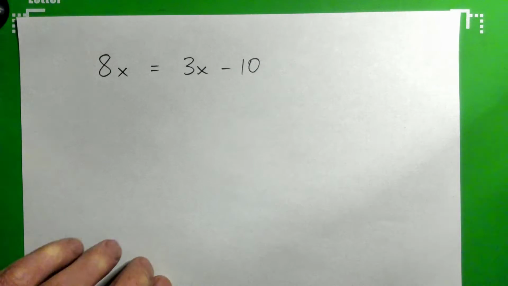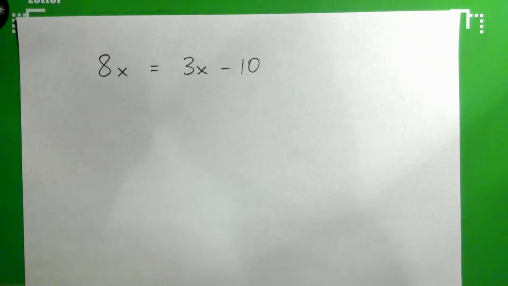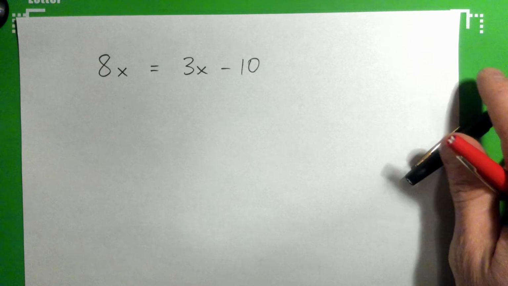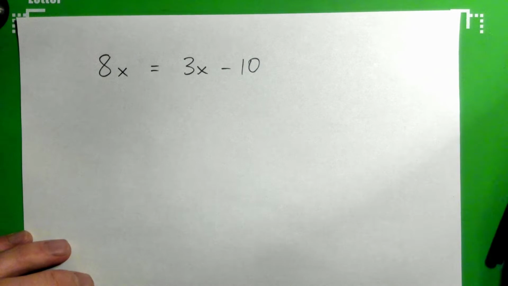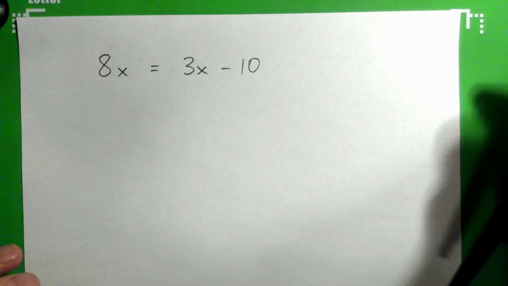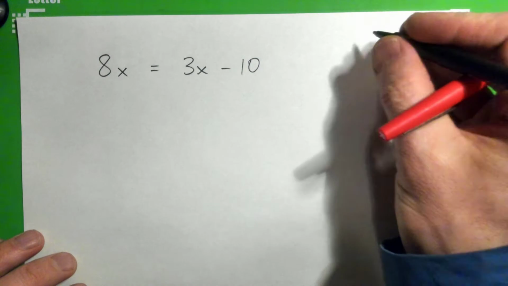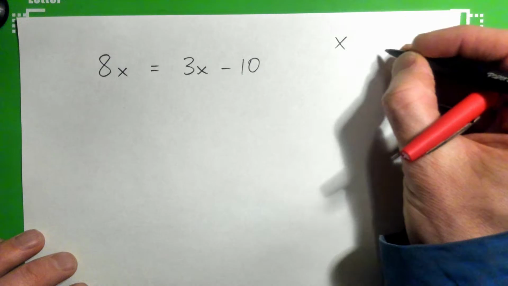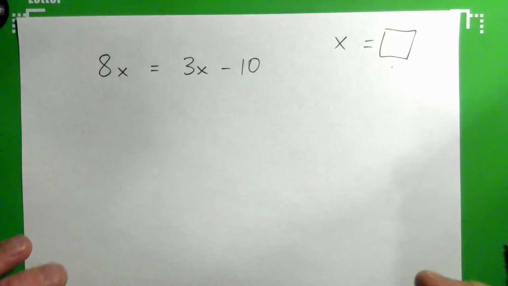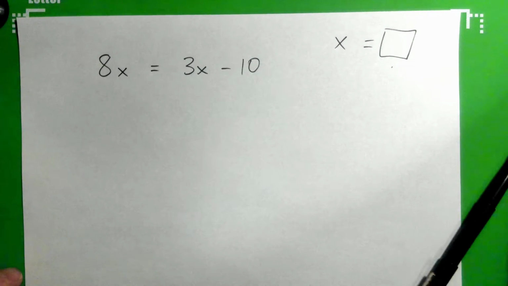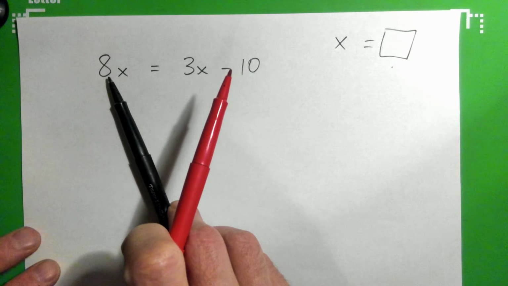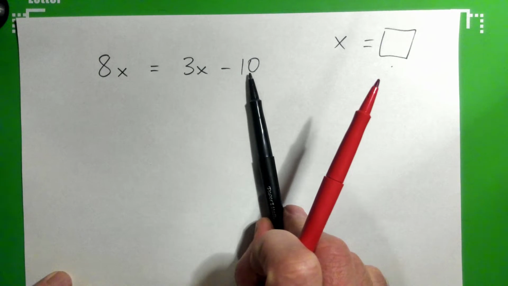Alrighty, so 8x equals 3x minus 10. There's a number of ways of doing this, but really the most efficient way is to think, I want to get x's on one side, like the letters on one side, and numbers on the other. So like x equals something. So we have an x term here, an x term here, and a number here, right?